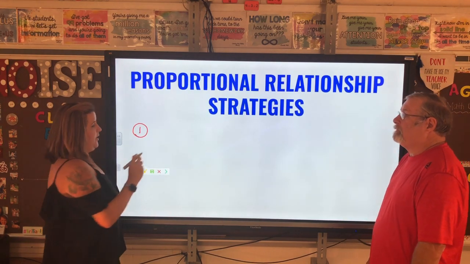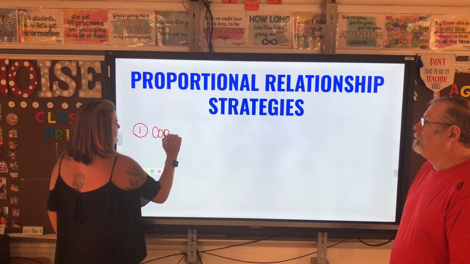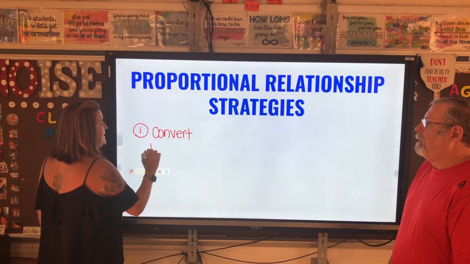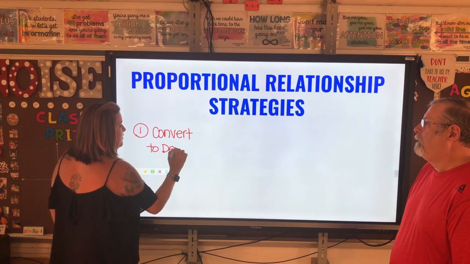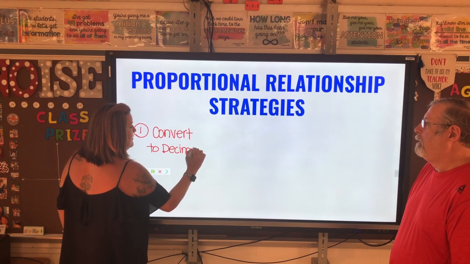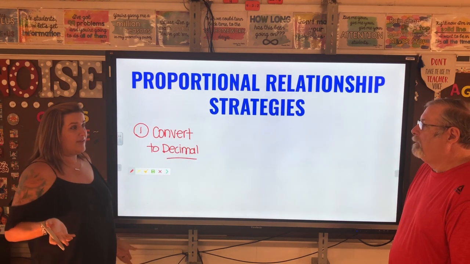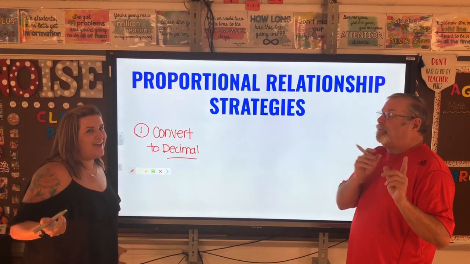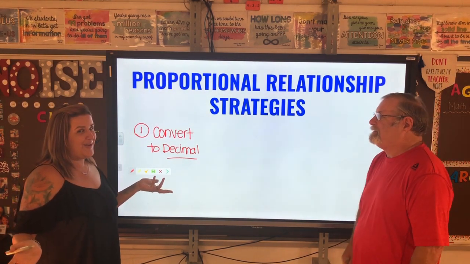Number one, convert to a decimal. If you have a ratio written like a fraction and you make it a decimal, and you check the second one and they have the same decimal, then they're equivalent. Just like you would do with fraction, decimal, percent, which we've already done, so you know how to do this.